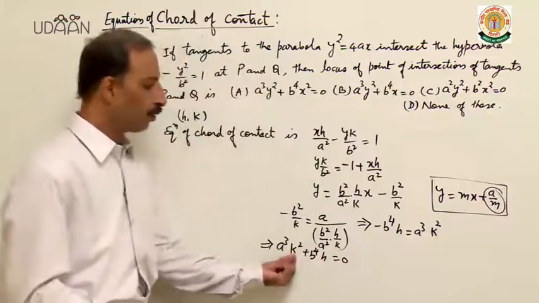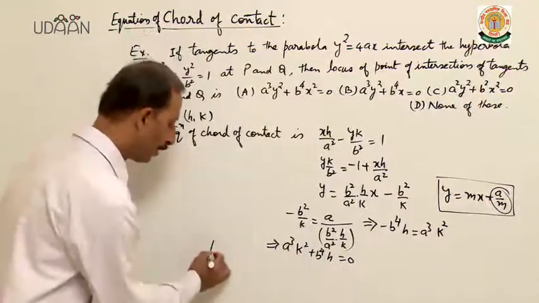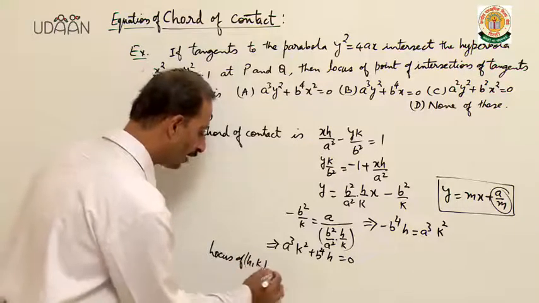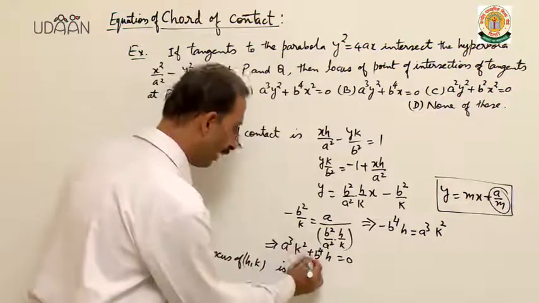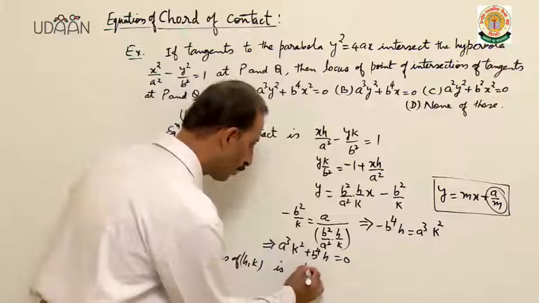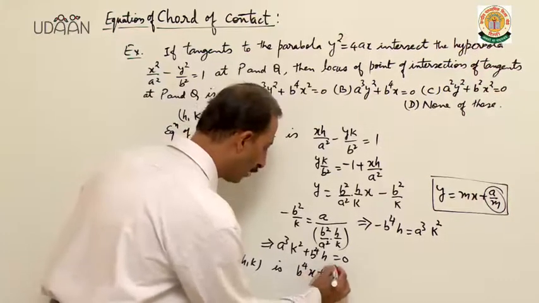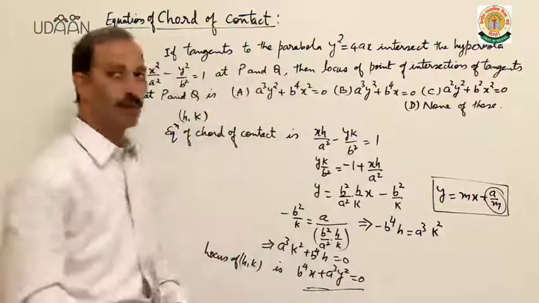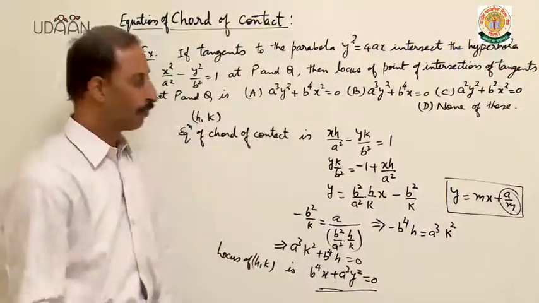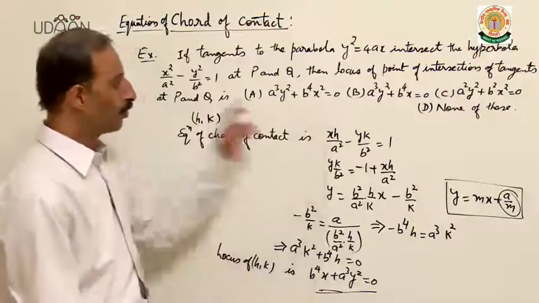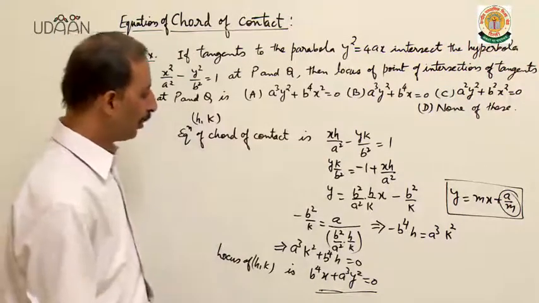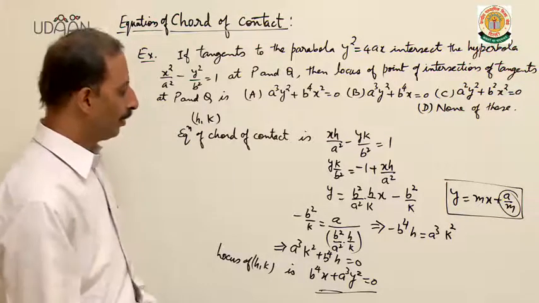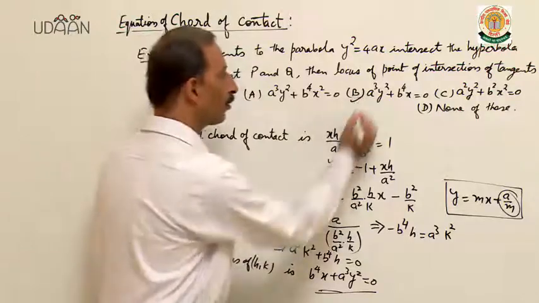Now we have to find the locus of h and k. So what is the locus of h and k? Replace h by x and k by y. You will get b raised to power 4 x plus a cube y square equal to 0. That is the locus of h and k. So you can check which option is correct: b raised to power 4 into x plus a cube y square. So your B option is the correct option.